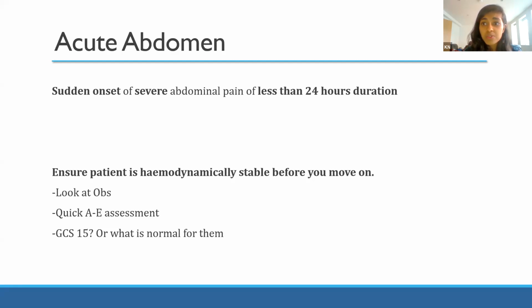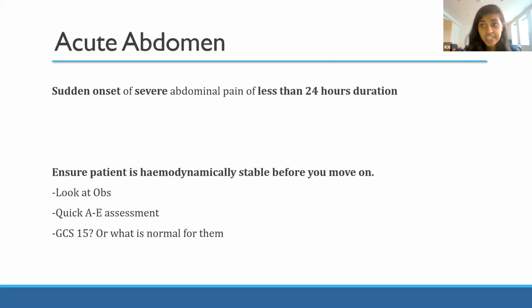So when it comes to cardio, you can consider putting in your large bore access at this point. If they're really unwell, you might want to consider putting in a catheter as well to monitor their urine output, particularly if they're going to theatres imminently. Then D is disability. There are two big components to disability: your pupils, make sure they're equal and reactive, and a GCS. And E is exposure.